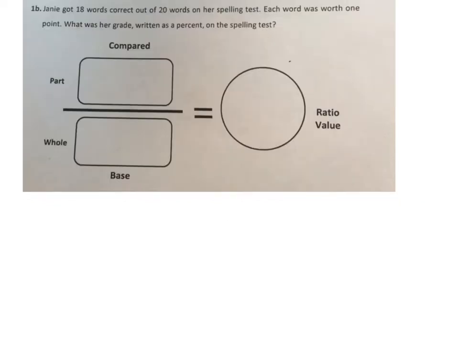Janie got 18 words correct out of 20 on her spelling test. Each word was worth 1 point. What was her grade written as a percent on the spelling test? So right here, I can see there's a ratio. She got 18 out of 20. So 18 is the amount she had correct. So I'm going to label that correct. Out of 20 total. So that's going to go over here. They give us the part and the whole.